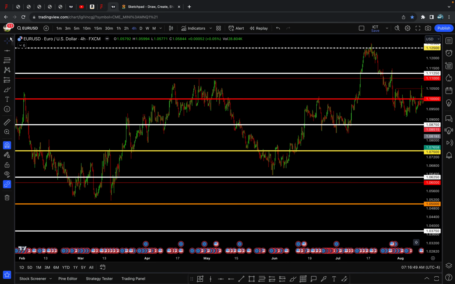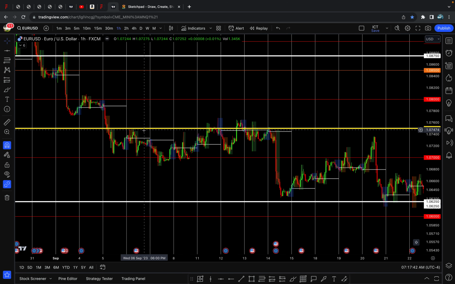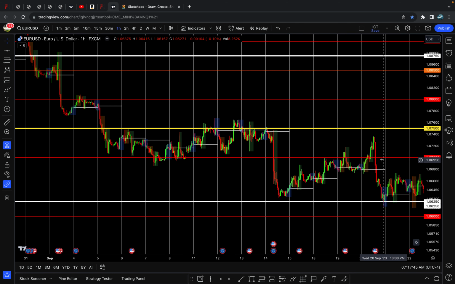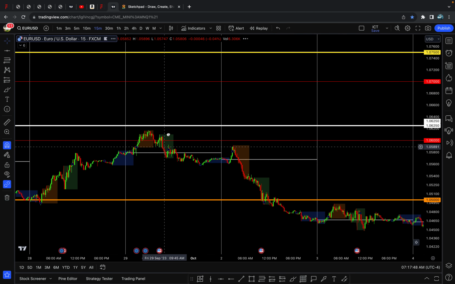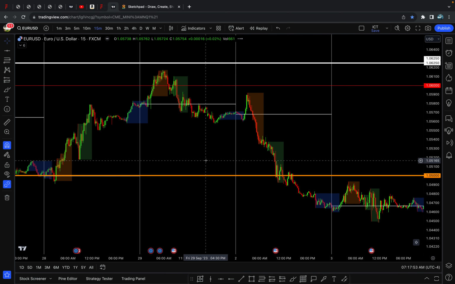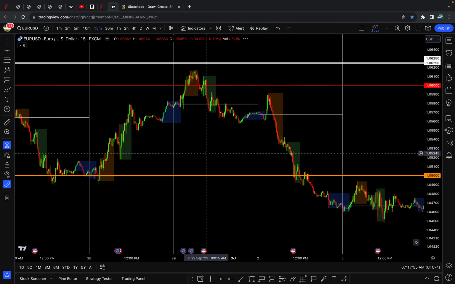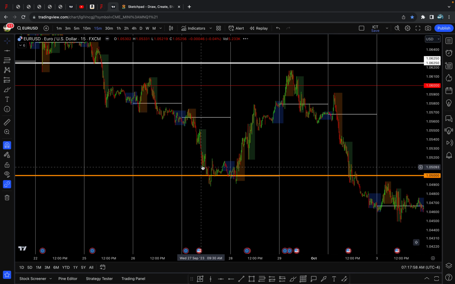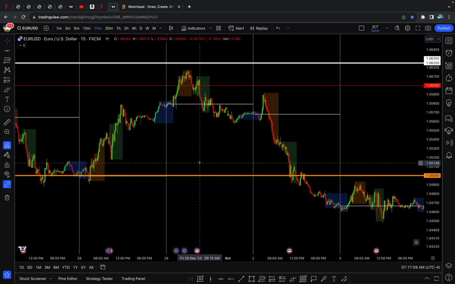Sometimes this is where you might need the smaller quarters theory levels. For example, how far back can we go? I don't know, but let's say right here. Let's just say you're trying to find an entry. Let's say you're looking for a short.